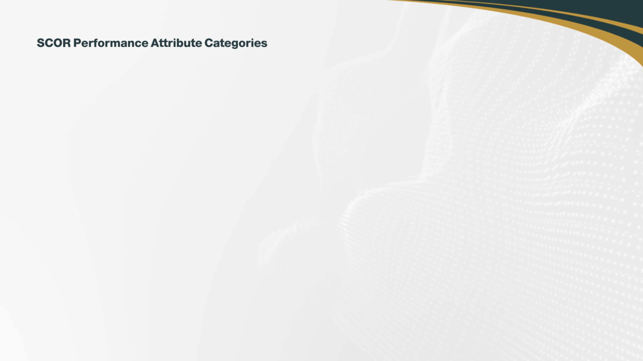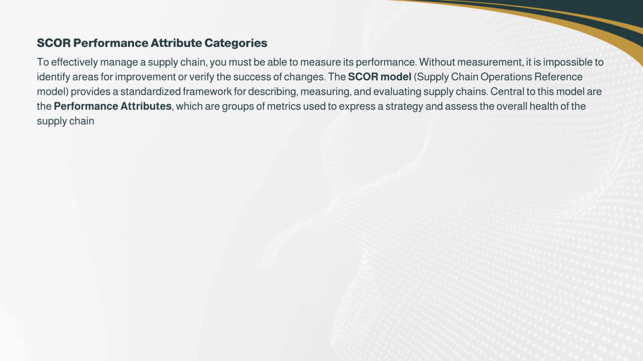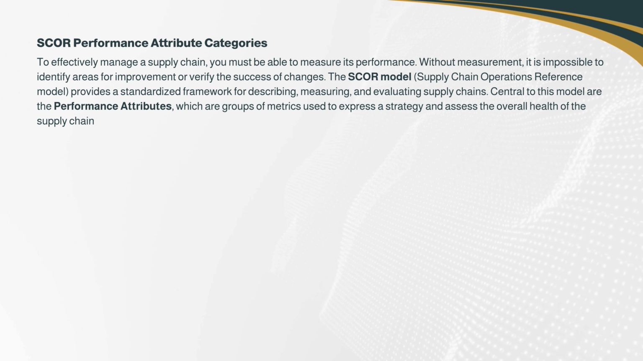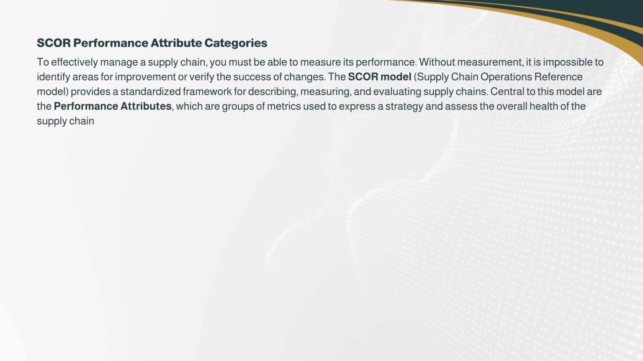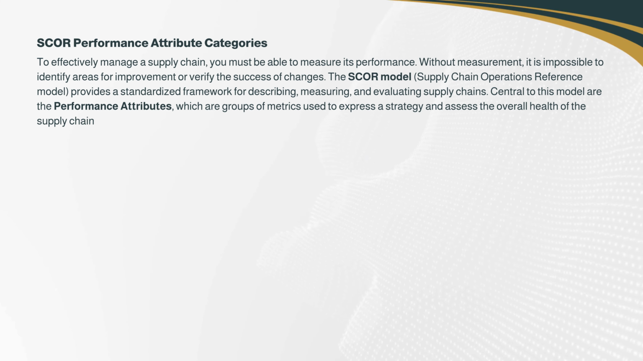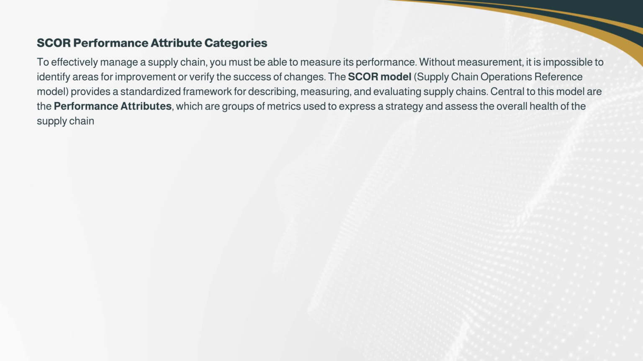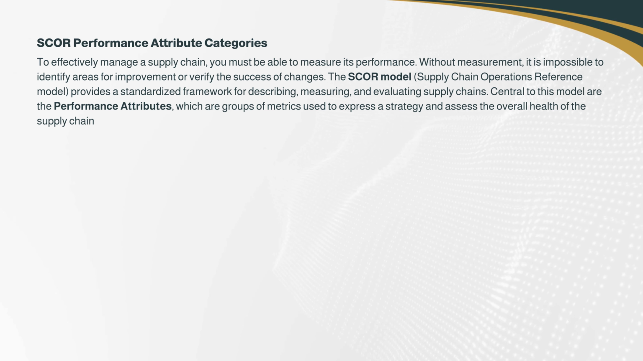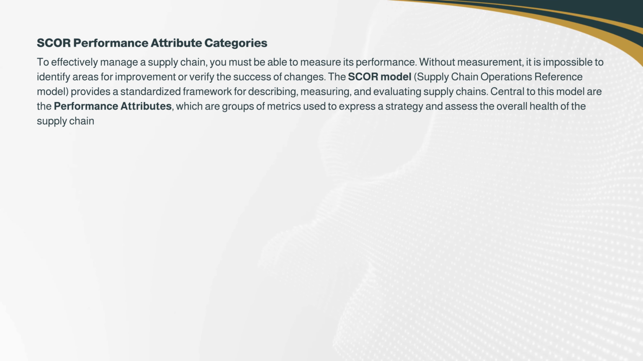SCOR Performance Attribute Categories. To effectively manage a supply chain, you must be able to measure its performance. Without measurement, it is impossible to identify areas for improvement or verify the success of changes. The SCOR model, Supply Chain Operations Reference Model, provides a standardized framework for describing, measuring, and evaluating supply chains. Central to this model are the performance attributes, which are groups of metrics used to express a strategy and assess the overall health of the supply chain.